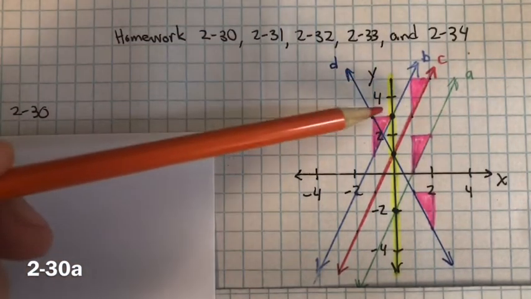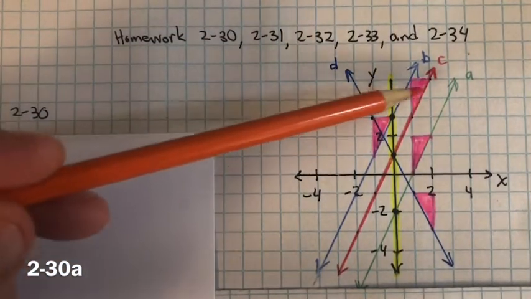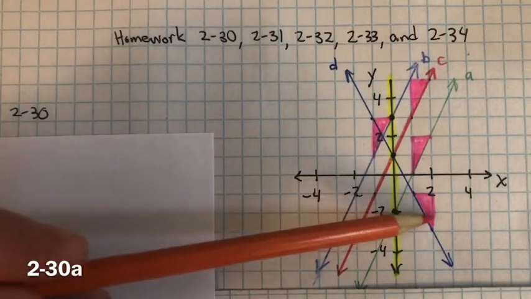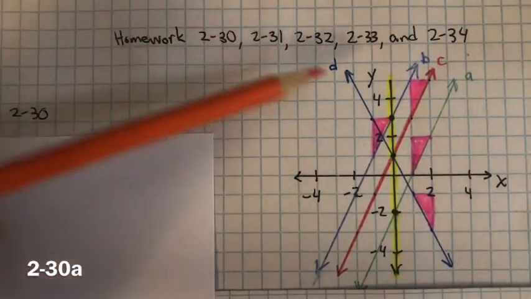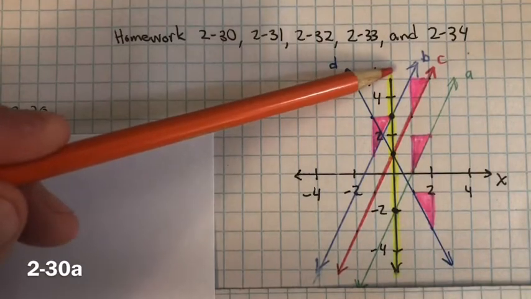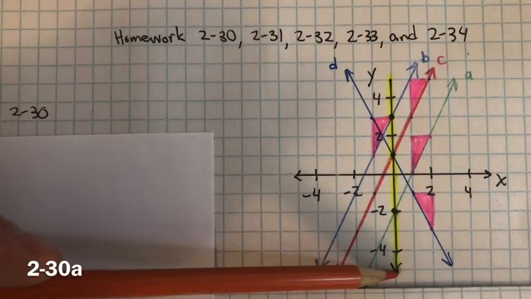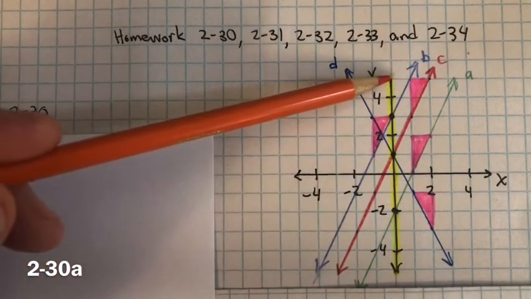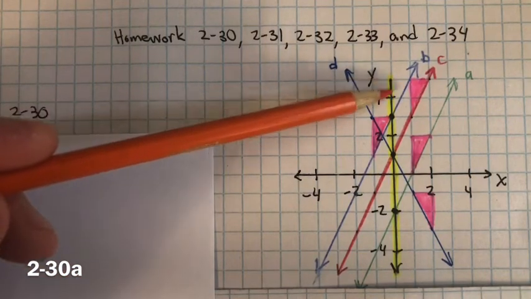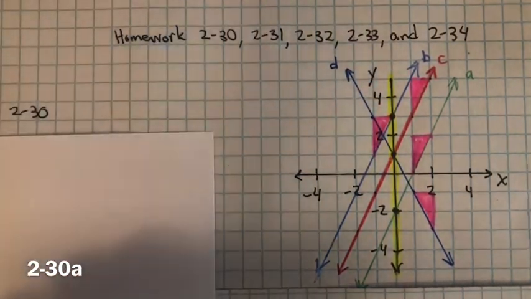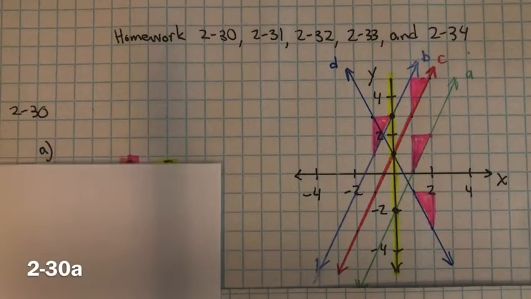So I did growth triangles for each of the lines. That's the rate of change. And then I highlighted the y-axis yellow, and that's where you will find the y-intercept, the b part of y equals mx plus b.